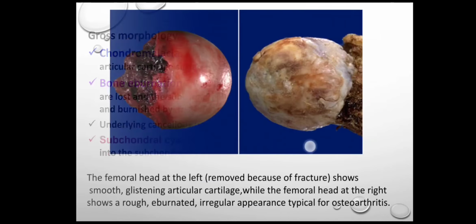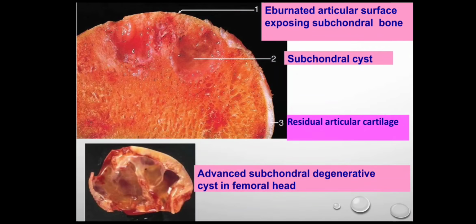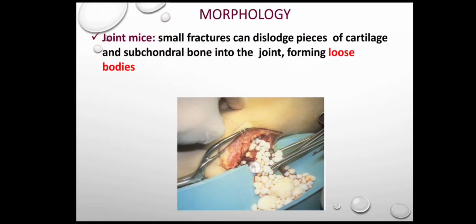So eventually what happens is in the joint spaces, whatever cartilage and bone fragments have fallen into the joint spaces will be in the form of rice bodies or loose bodies or joint mice. These are the small fragments because of the fracturing of the dislodged cartilage and subchondral bone into the joint.